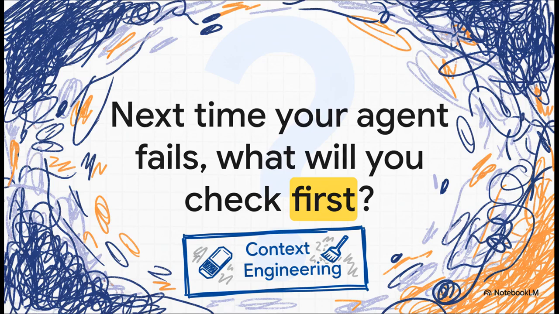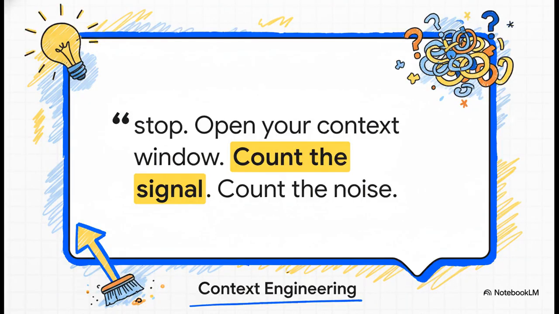So I'll just leave you with this question. After everything we've talked about, the next time your agent messes up, what are you going to check first? The model provider's pricing page or your agent's context window? The new mantra is really simple, but it's powerful. When your agent fails, don't just blame the worker. Stop. Open the workspace, open your context window, count the signal, count the noise. I promise you, more often than not, the problem and the solution is sitting right there.